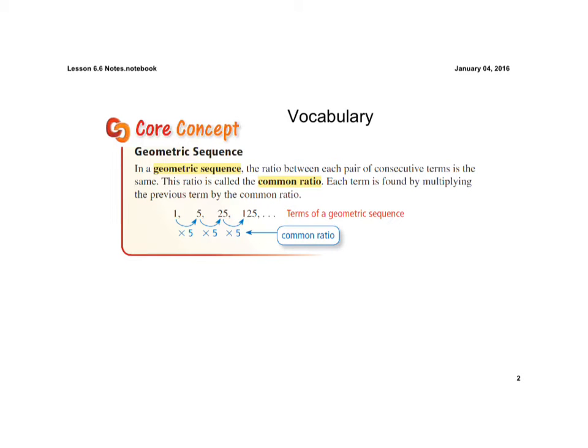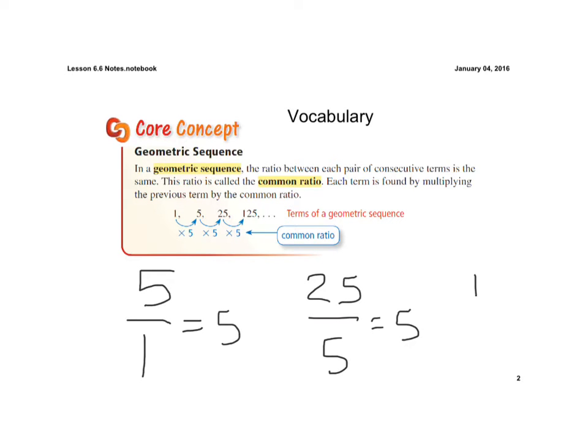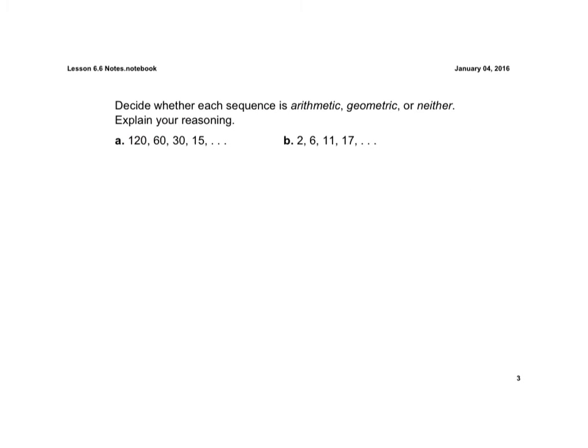Now, a lot of times we find the common ratio by taking, as an example, the second term divided by the previous term, which is 5. Then the third term divided by the second term, which would also be 5. And then the fourth term divided by the third term, which would also equal 5. And that's a way we can find the common ratio and determine if they indeed have a common ratio.